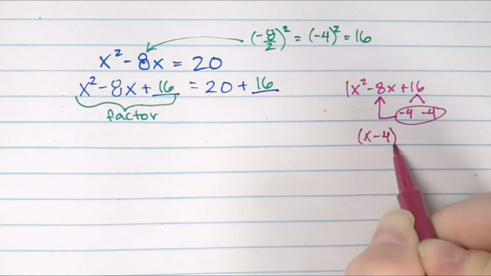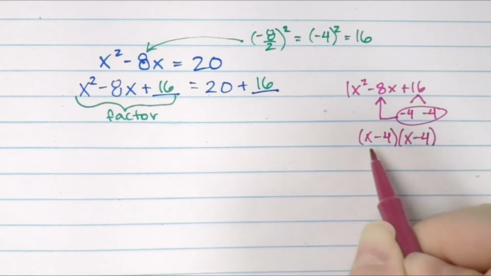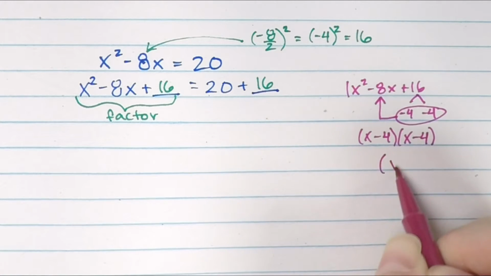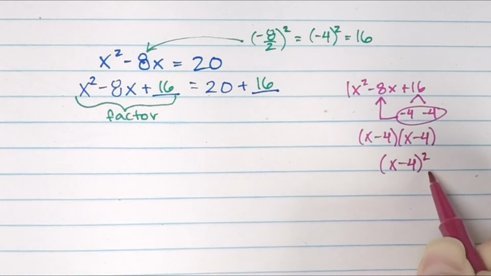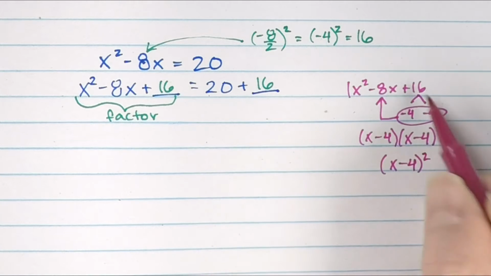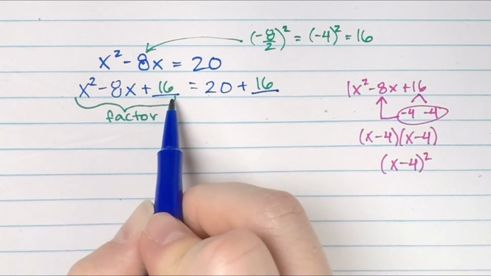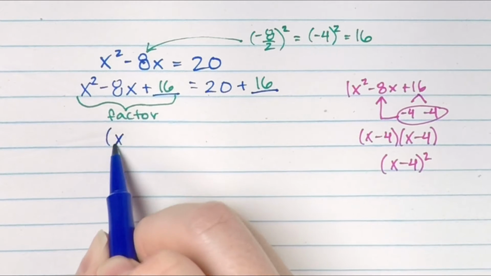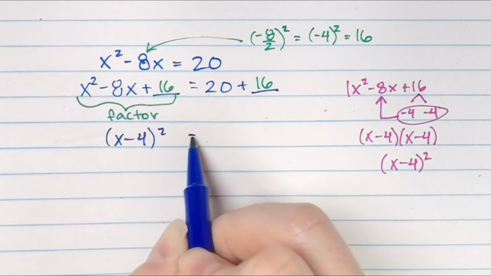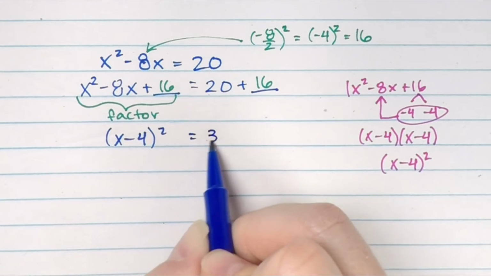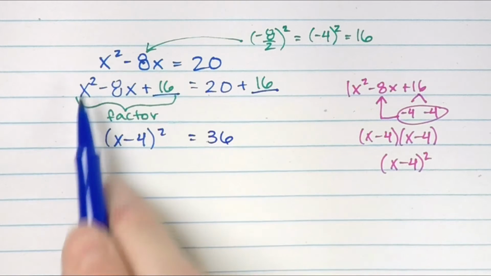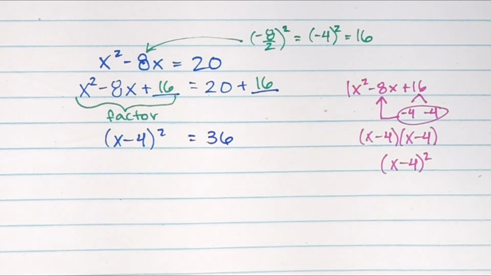So this factors to x minus 4 times another x minus 4. And these will always be the same parentheses, so we're just going to write this as (x minus 4) squared. And like I said, this part you don't have to write out, just do that in your head next time. Okay, so this left side factors to (x minus 4) squared. And then on the right side, 20 plus 16 gives me 36. So this is the process of completing the square, and from this point on, now I can solve this by square rooting both sides.